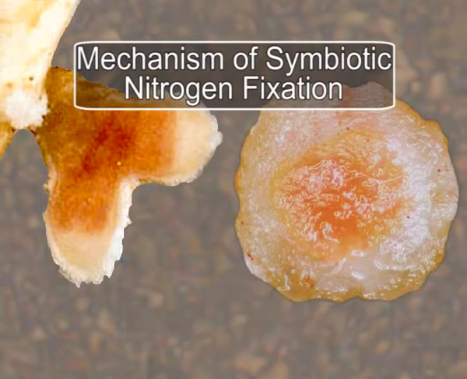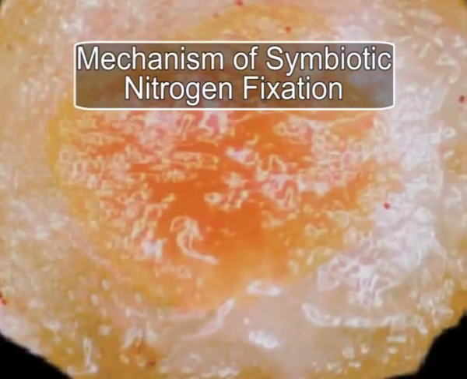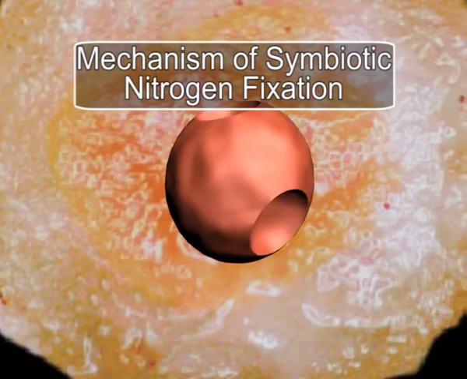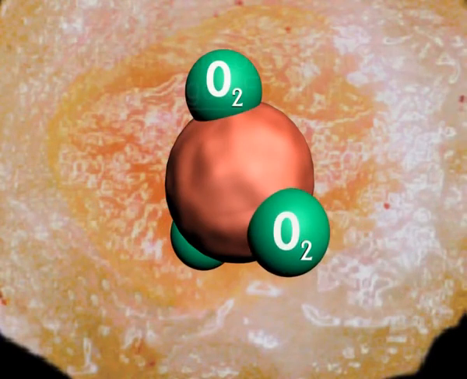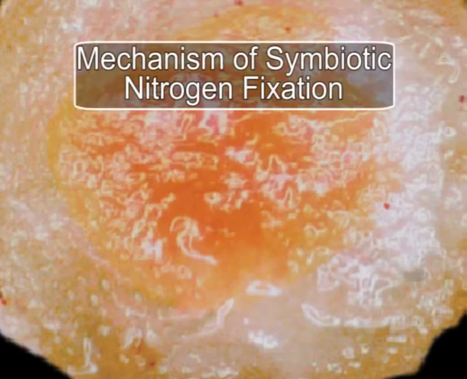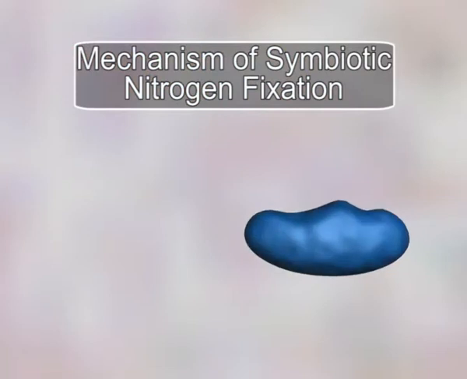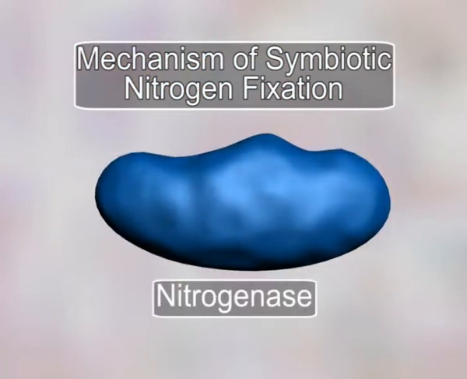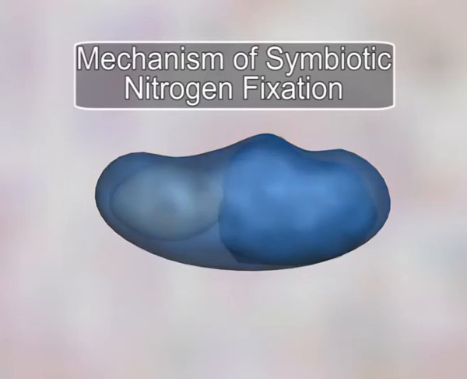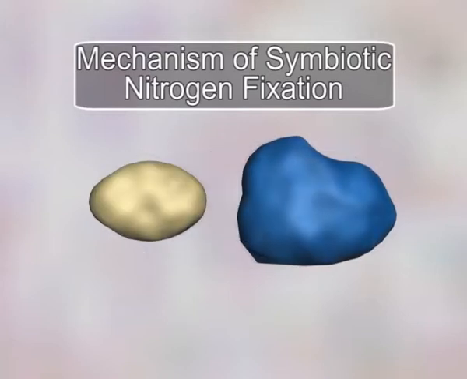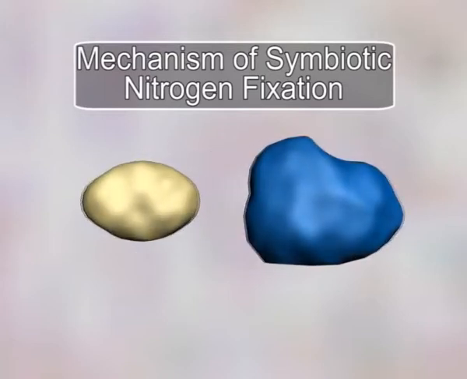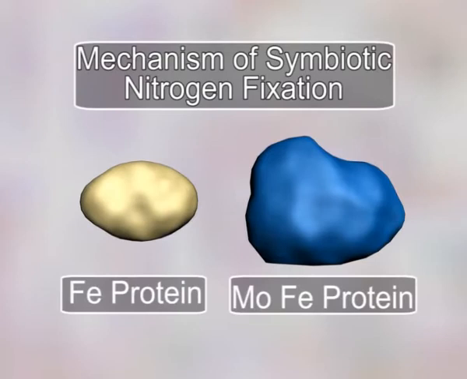in the visual. It serves the same function as the oxygen carrying hemoglobin in our blood. The function of this molecule in the nodules is to reduce the amount of free oxygen and thereby to protect the nitrogen fixing enzyme nitrogenase, which is irreversibly inactivated by oxygen. This enzyme consists of two proteins, an iron or Fe protein and a molybdenum iron, that is MoFe protein, as shown here in the visual.